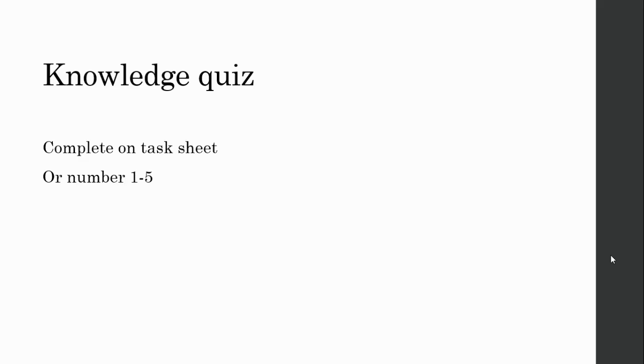So as always, we're going to begin with our knowledge quiz. So either this will be completed on your task sheet, or you need to pause me now and number down 1 to 5 in your workbook. Okay, and welcome back. Let's go through the questions one by one. So if you've done it on your task sheet, that's great. You can mark it as we go along, or if you need to complete it now, remember to pause me after I say each of the questions.